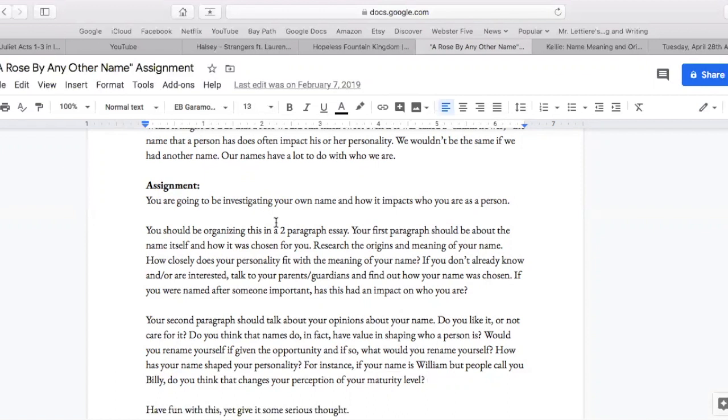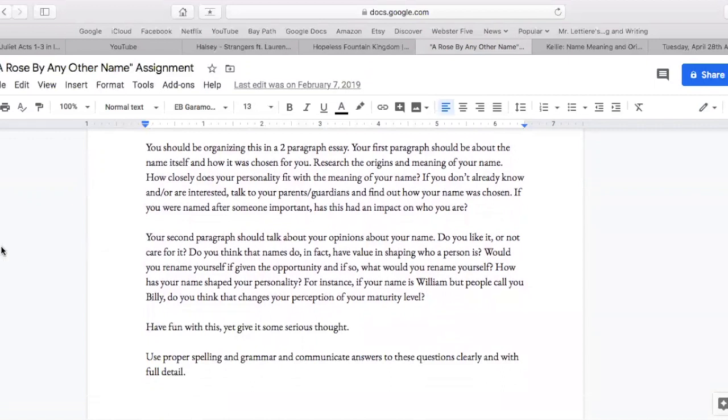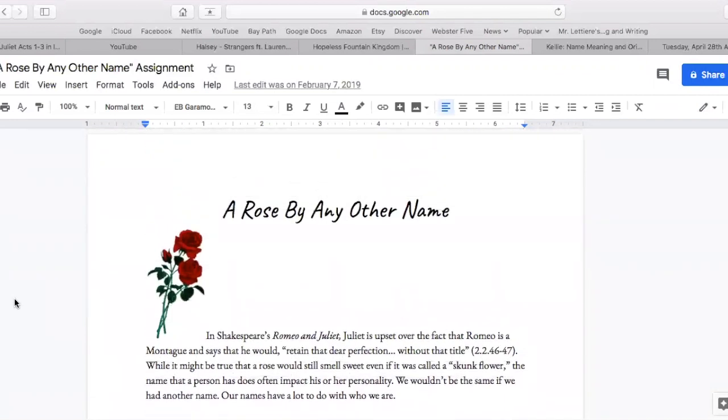A younger person. Have fun with this, give it some serious thought, and then just use proper English conventions and explain things clearly. This is actually one of my favorite assignments to read of students. I think that you put a lot of stake into your names and you put a lot of stake into this assignment and you really care about it and kind of think about it deeply. Like I said, this has been one of my favorite assignments to read that students have submitted to me, so I'm excited to see what you all have to say.